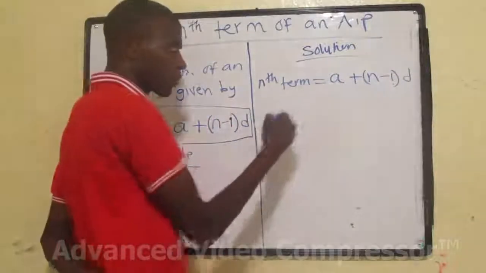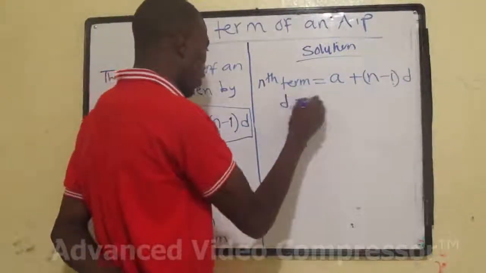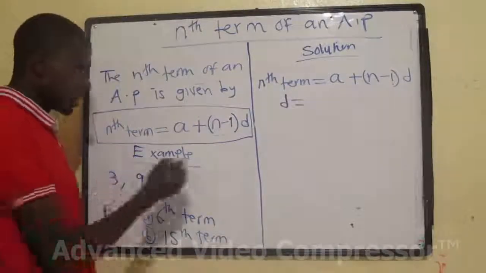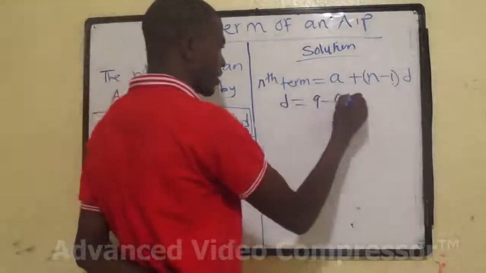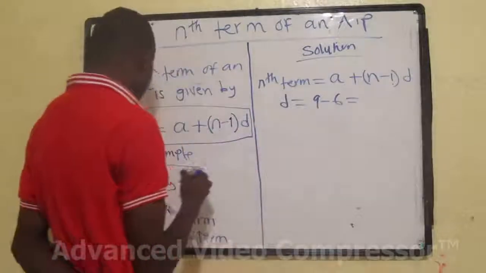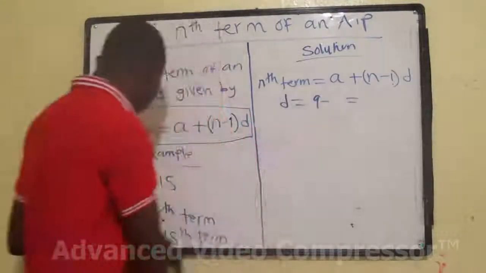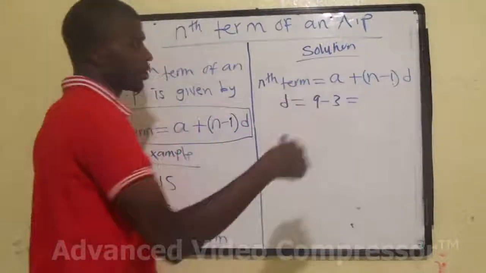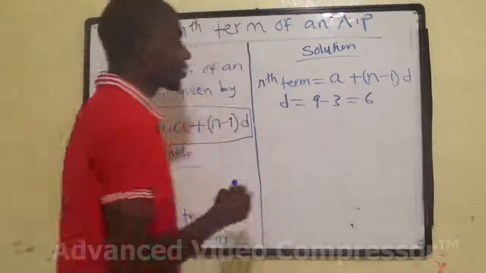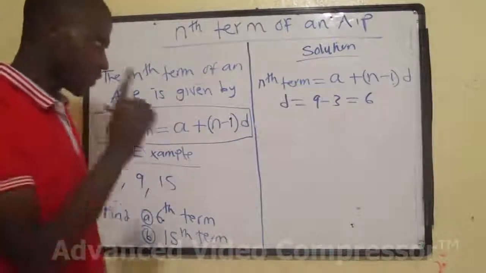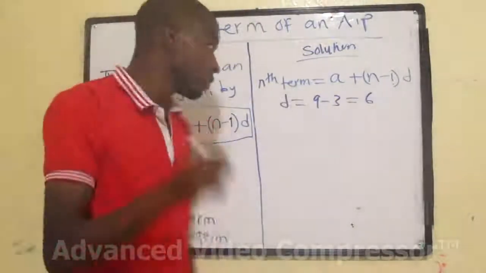As we said, we are going to start with finding d. Our d, we know it is 9 minus 3, not 9 minus 6, sorry, 9 minus 3, as we did in the previous video. The answer we get is 6. 6 is our common difference.